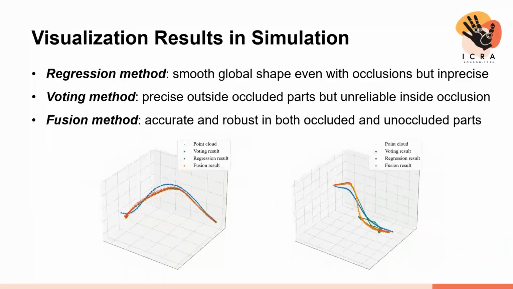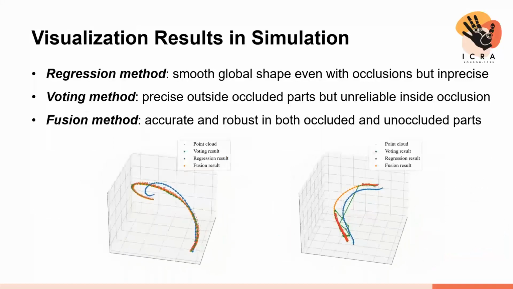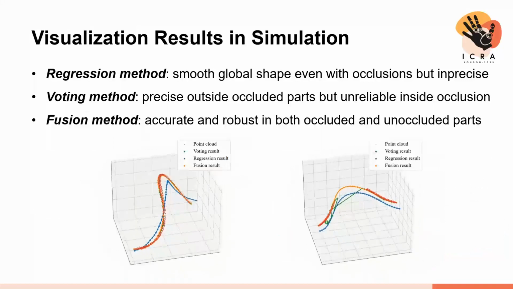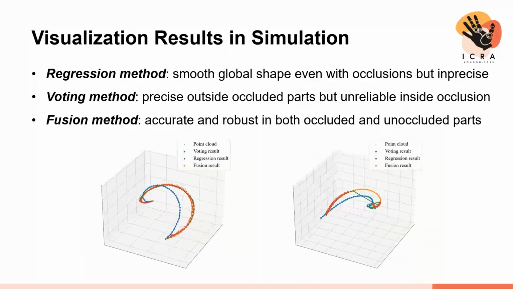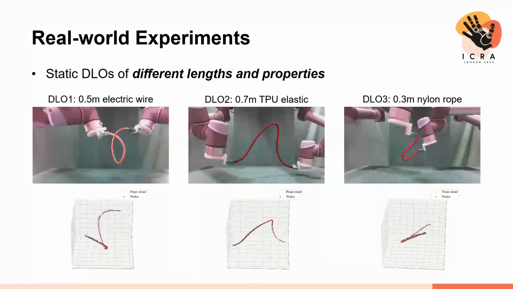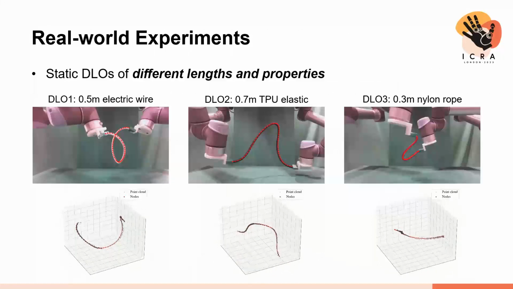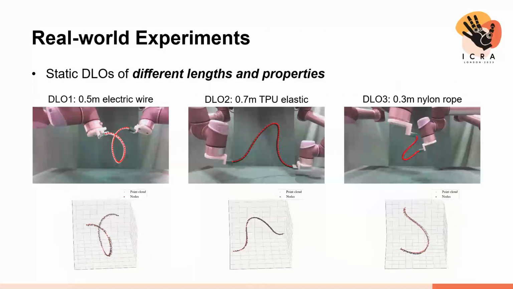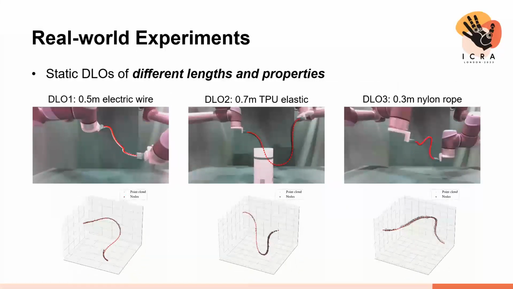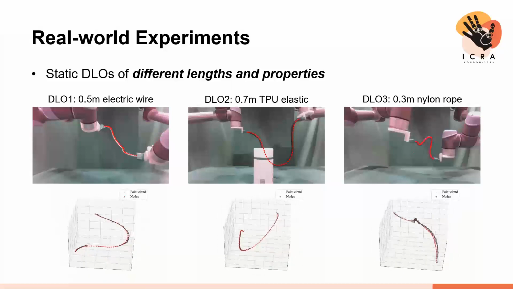Visualized examples are shown here. We can find that our fusion method can accurately and robustly estimate the DL states in both unoccluded and occluded cases. We choose 3 DLs to test our method in real-world applications. Even in some cases with self-intersections or occlusions by obstacles, our state estimations are still very smooth and precise.